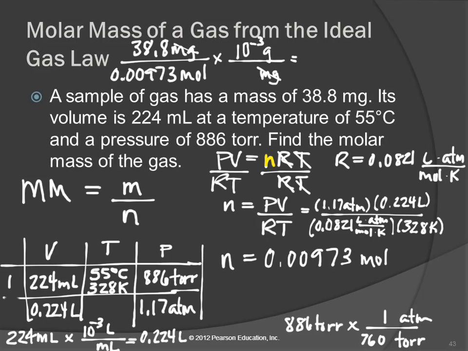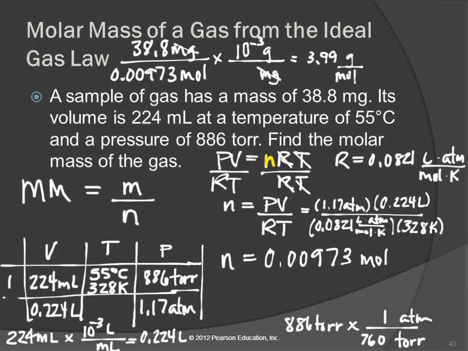So we get 38.8 divided by 0.00973, that wasn't a 9, times 1 times 10 to the minus 3. So I end up with a molar mass of 3.99 grams per mole. Anybody else come up with that number?